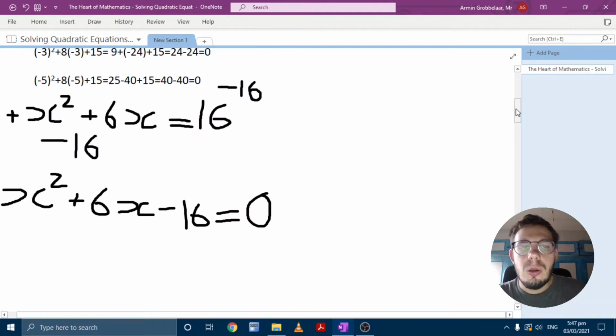So now my goal is to factorize this equation. I take the term without the x or the x squared, and I get multiples, two numbers that if you multiply them, they give you minus 16. So I have minus 8 times 2, that gives me minus 16. I have 8 times minus 2.